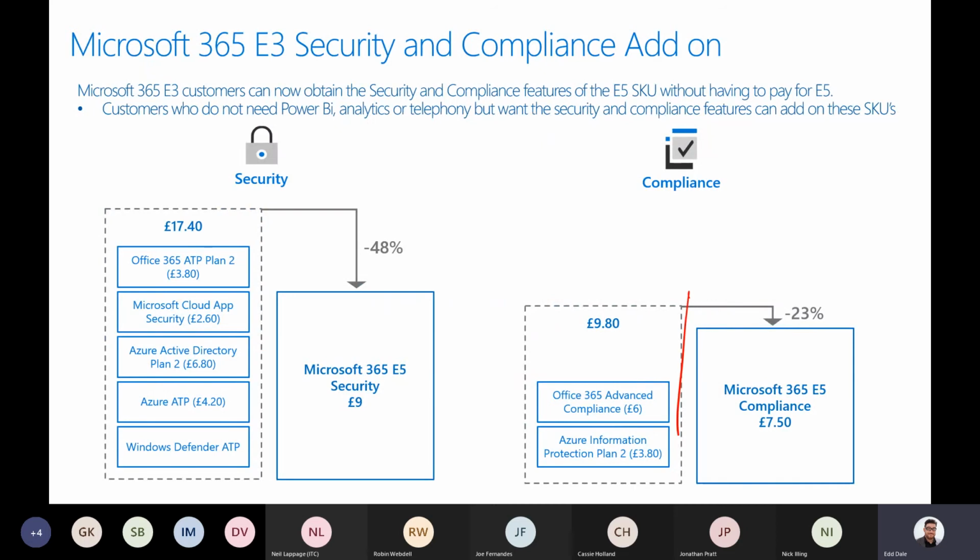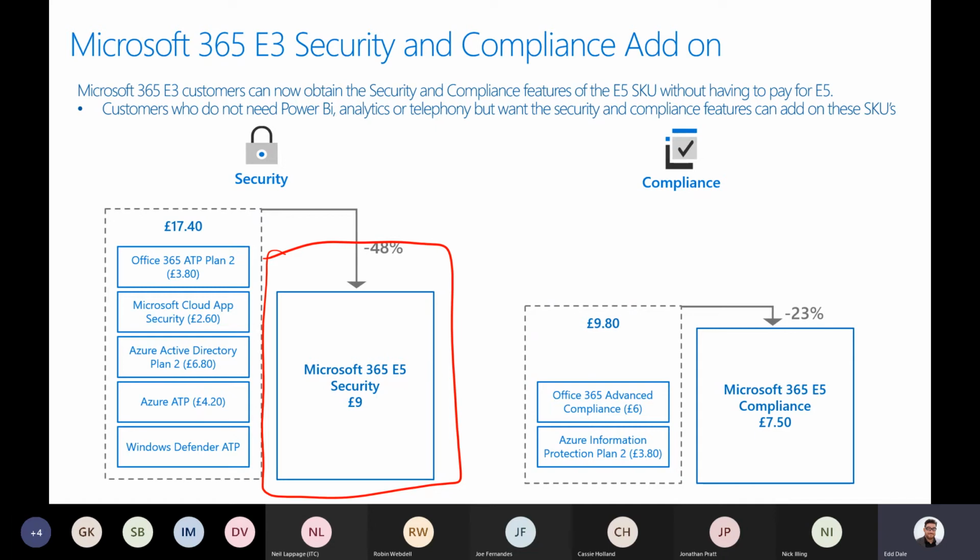There is also a compliance package as well, which you can purchase for £7.50, which includes things like Office 365 Advanced Compliance and Azure Information Protection P2 as well. But I've got to say, by far and away, this is the most popular bolt-on that we see going on to E3 plans. And again, this can be used almost like a stepping stone. For some customers who you're trying to have this upsell conversation with, this can be a great way to start them off.